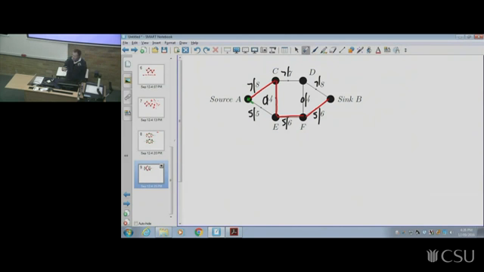What's the spare capacity in each of those edges? What's the spare capacity on A to C? It's got 1 left, so it's got 1 spare capacity. What's the spare capacity from C to E? 4. Spare capacity from E to F? 1. Spare capacity from F to B? So the smallest of those numbers is 1. That's the most you can squeeze through.